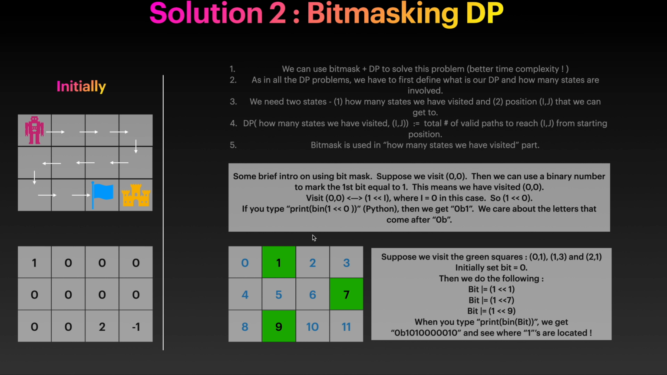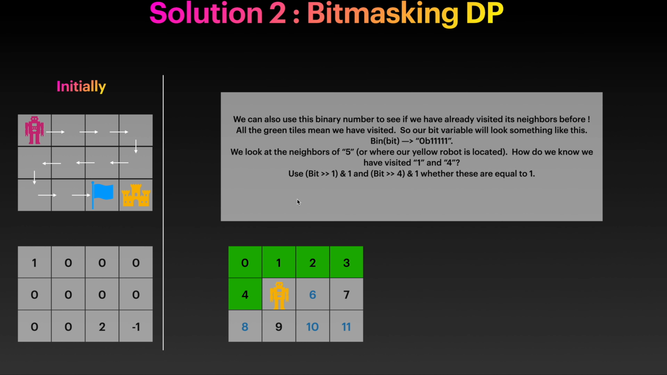We have to check, how do we check whether we have visited these squares when we run our functions? We can also use this binary number to see if we have already visited its neighbors before. Let's say, for example, our robot is this guy, and we have visited these green squares, and we want to know if we have visited 1 or 4 before. So how do we do this? Well, we use this function, the bit, and then we have 1, and then this end, and we have 1 here.